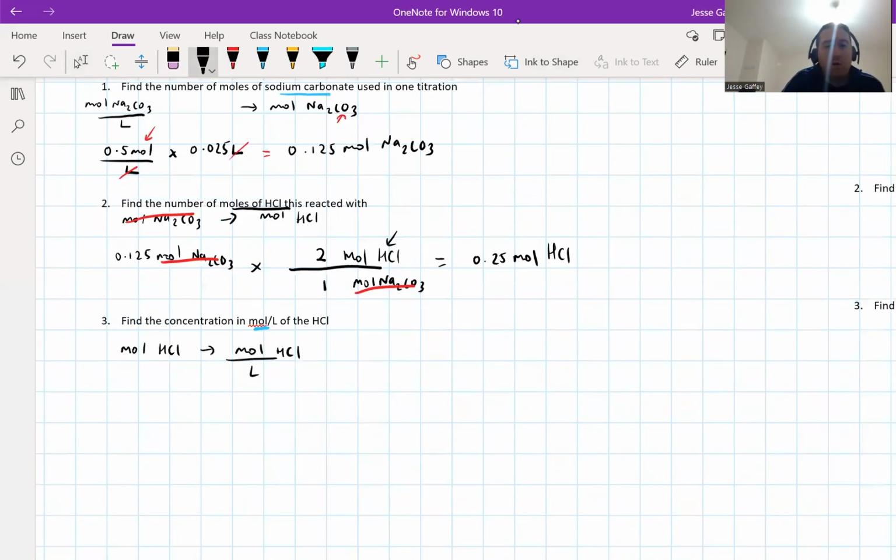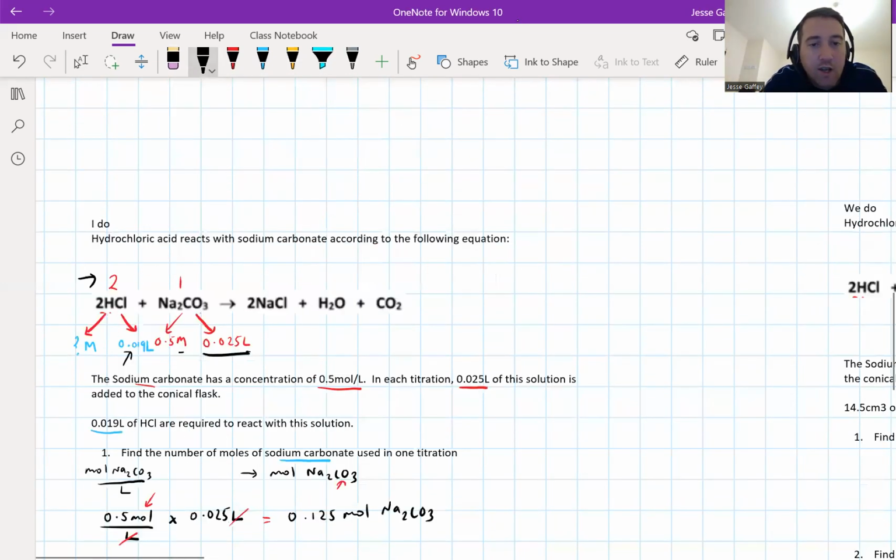Okay, and my moles was 0.25. So that's 0.25 moles of HCl per 0.019 liters of HCl. And of course, that's going to give me a molarity because it's moles per liter. So 0.25 divided by 0.019 gives me quite a high number, 13.157 or 158 molar. Now that number seems very high.